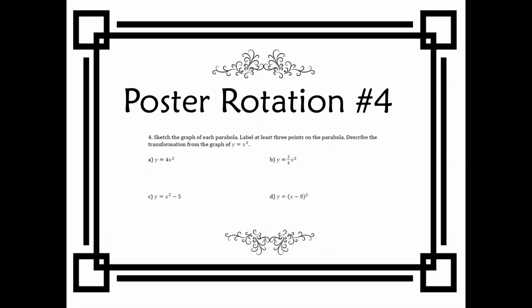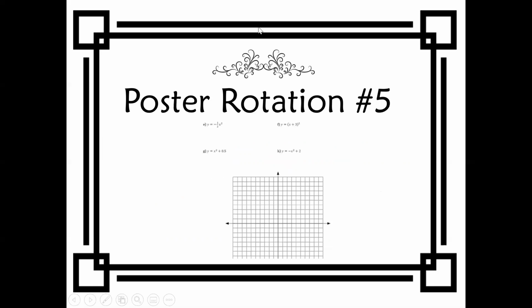Number 4, sketch the graph of each parabola, label 3 points on the parabola, and describe the transformation from the parent function, which is x squared. So if I'm starting off at y equals x squared, how does y equals 4x squared differ? How is this graph going to be different than the parent function, is what the question is asking.